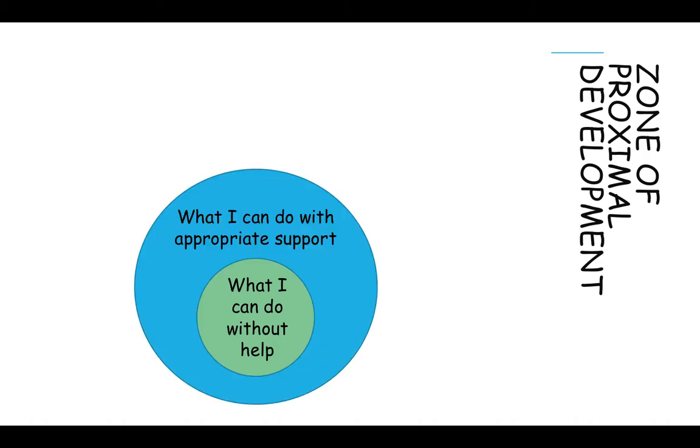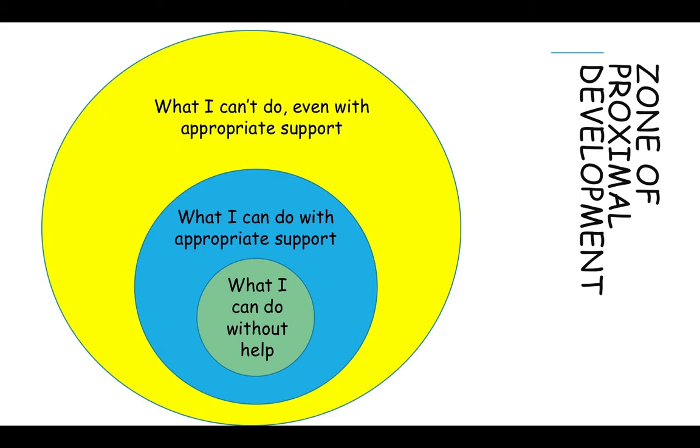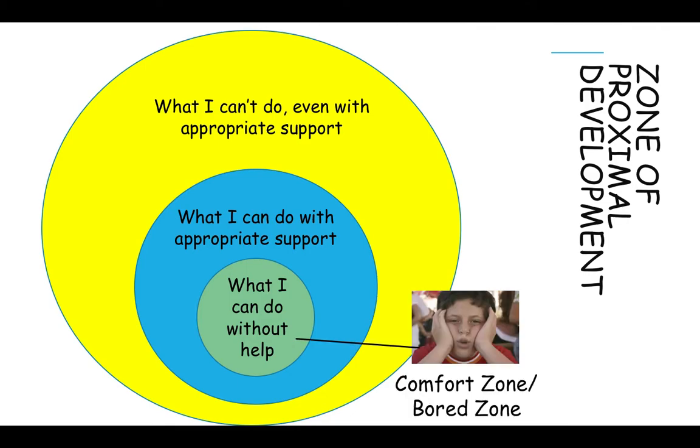Okay, so here's your zone of proximal development. Remember, what the students can do without help, what I can do with appropriate support, that's your zone, and then outside what I can't do even with appropriate support. So that green, again, I call that the comfort zone, the bored zone. You should not be providing feedback in that comfort zone. Why? Because they've already achieved your goal. So you shouldn't be giving feedback toward a goal that's already achieved.